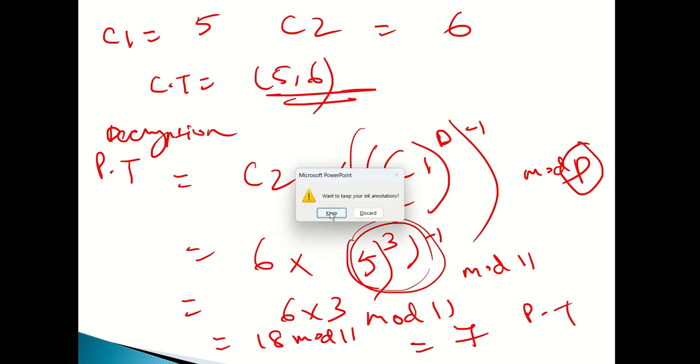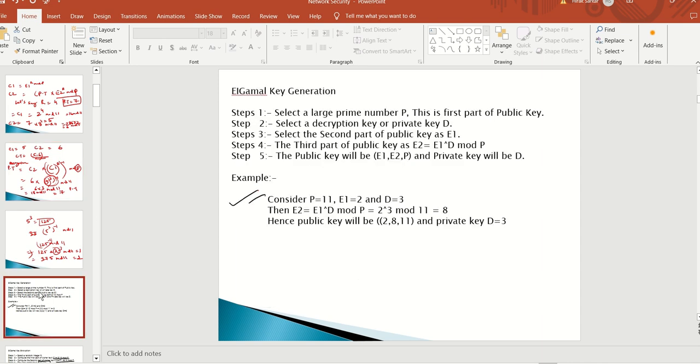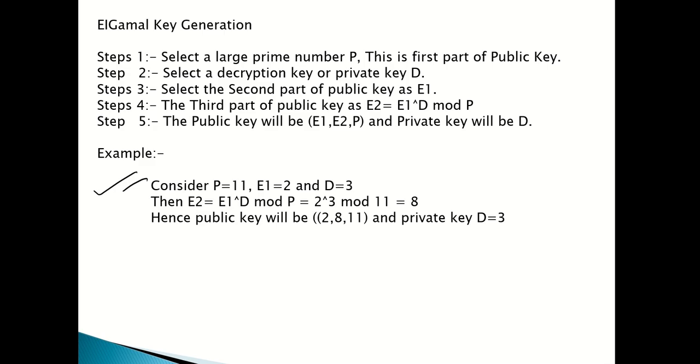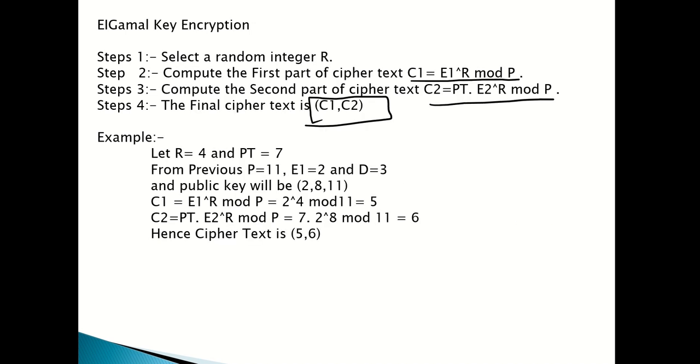Going back to the previous slides, we have found out now, as per the example they have solved over here. I did it with you guys because otherwise you won't understand how they computed the values. So consider p is equal to 11, e1 equals 2, d equals 3, then e2 is equal to e1 to the power d mod p, which is 2 to the power 3 mod 11, equal to 8. Hence the public key will be 2 comma 8 comma 11, and the private key is d equal to 3. This is the encryption part that we did.